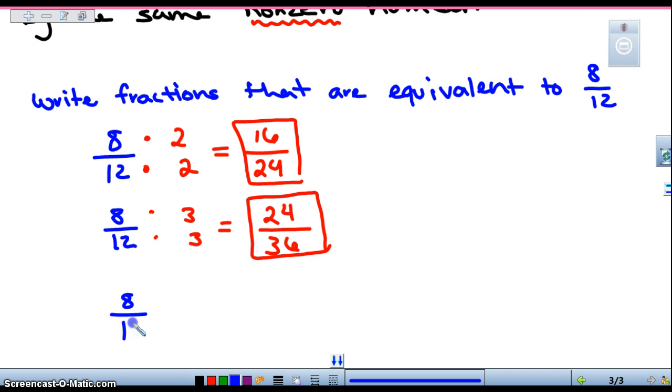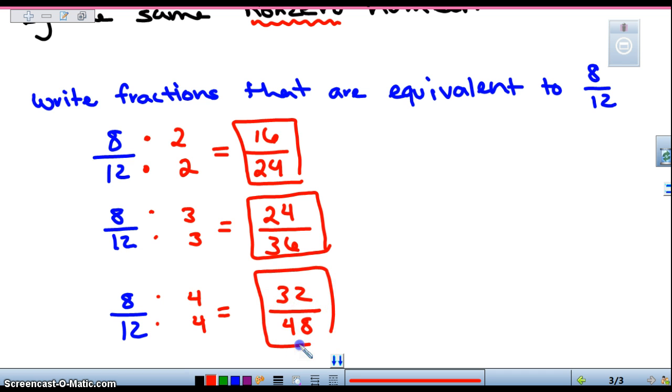Again, if we do 8/12 and we multiply by 4, 8 times 4, 32, and 4 times 12 is 48. These fractions are all equivalent to 8/12. And I can continue multiplying by 5 and by 6 and by 7 and by 8 until infinity, and they would all be equivalent fractions.